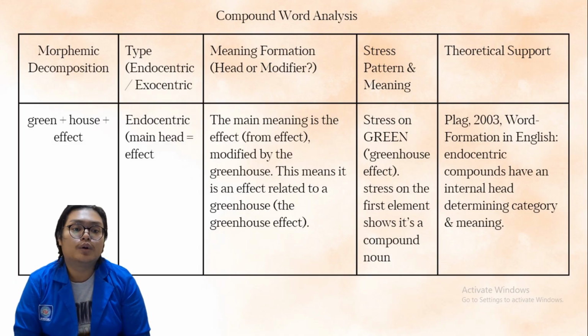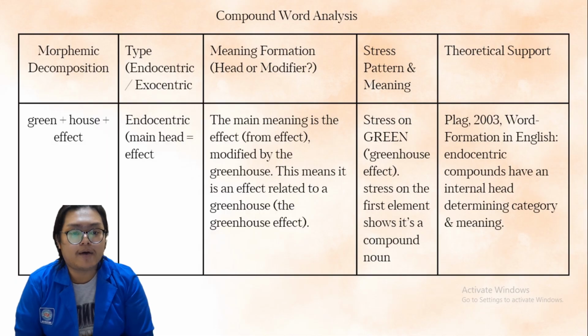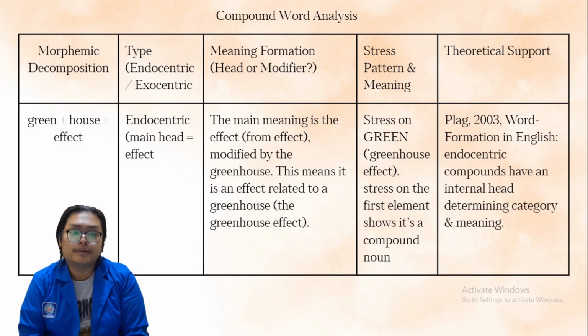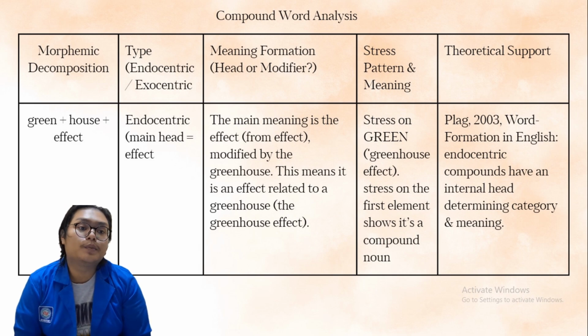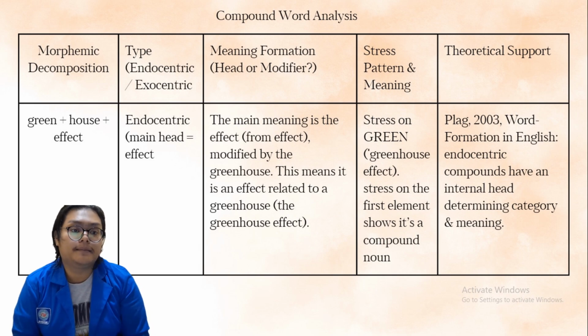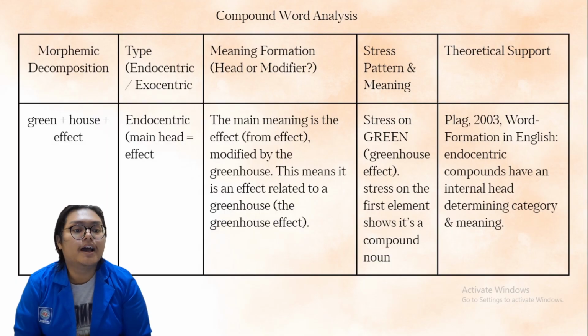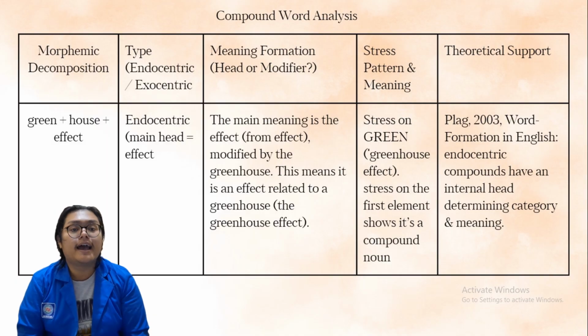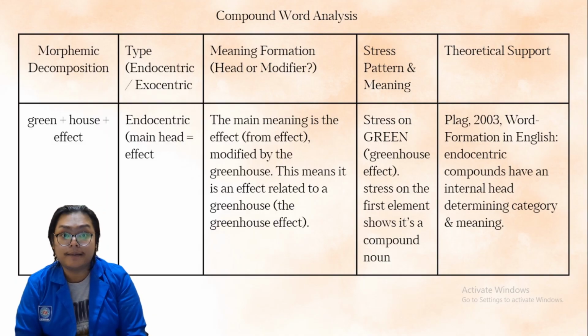Stress on the word green, greenhouse. Stress on the first element shows it is a compound noun. This is supported by theory based on Plag 2003, Word Formation in English. Endocentric compounds have an internal head determining category and meaning.